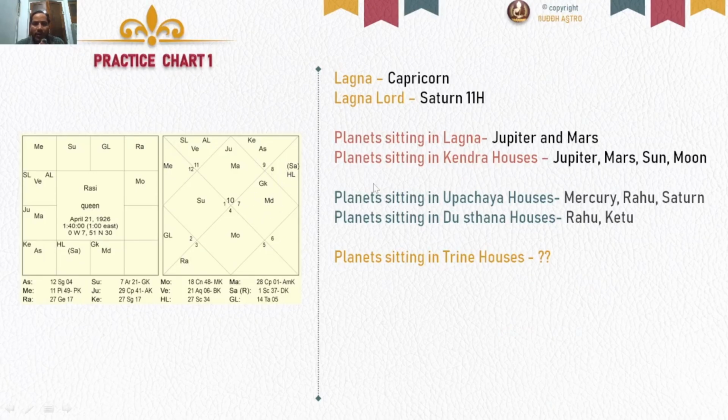Saturn, right? Now we will talk about planets which are sitting in the Dusthana houses or Trika houses. So what are the Trika houses? Sixth house where Rahu is sitting. Eighth house, there is no planet. 12th house, there is Ketu.